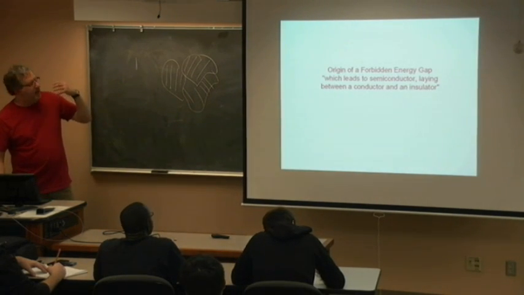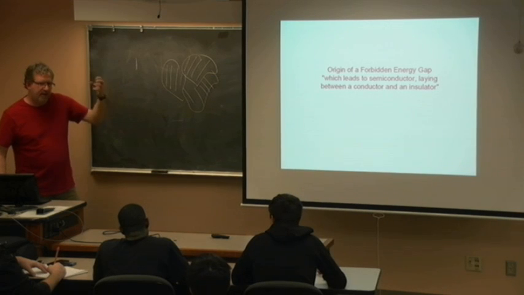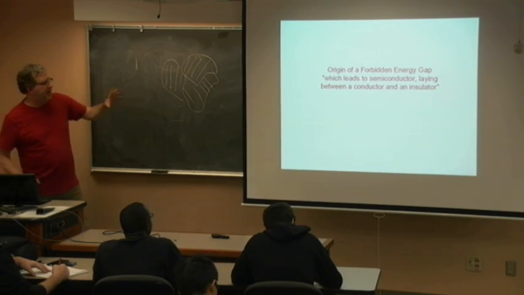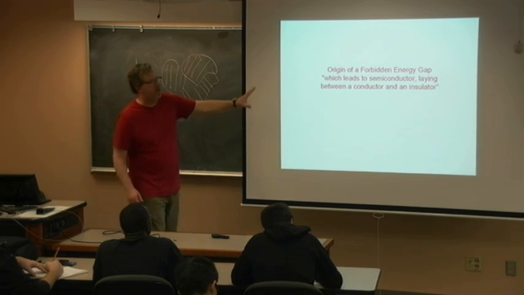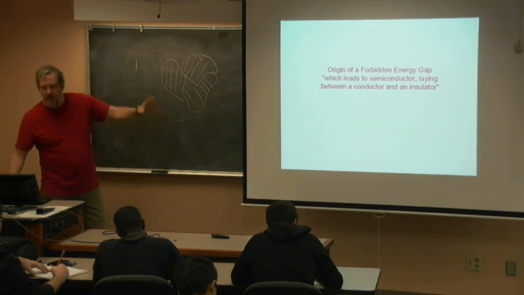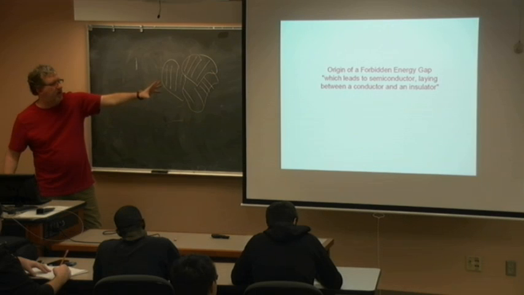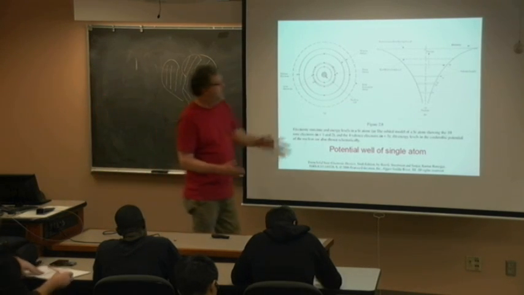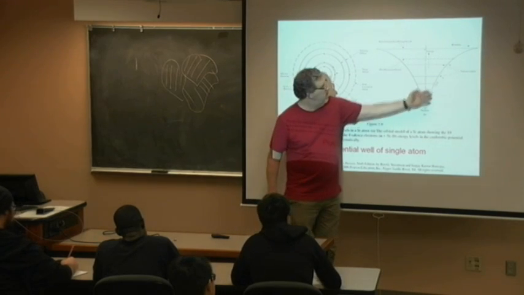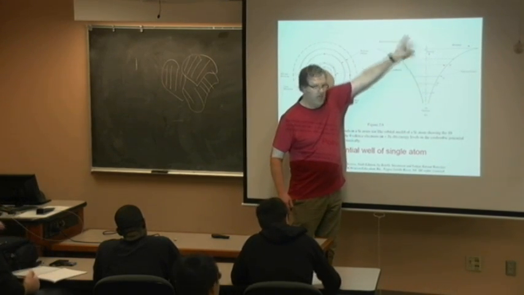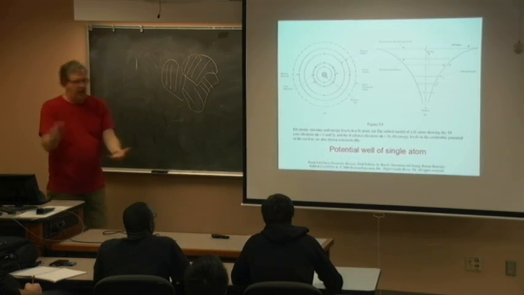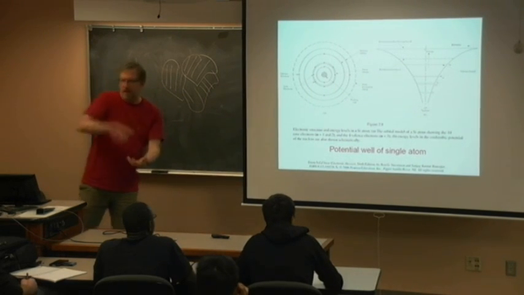So then the most important critical thing of this exam is the origin of the forbidden bandgap, which leads to the semiconductor lying between a conductor and an insulator. You can guarantee there's going to be one question on this in the exam. You start off with your single atoms with their orbitals, which I load up with my electrons. It's like putting gumballs into my gumball machine.